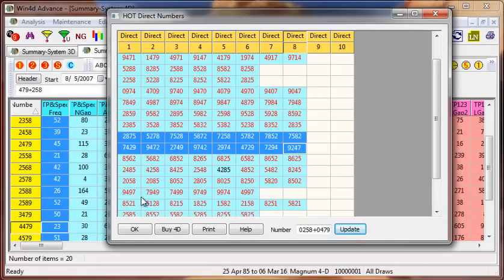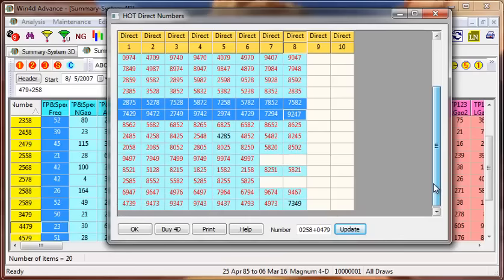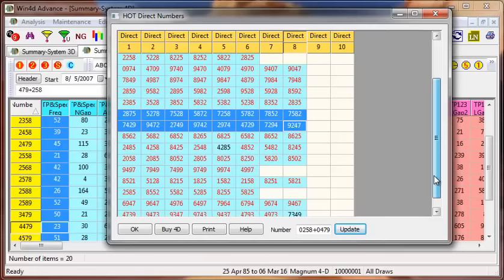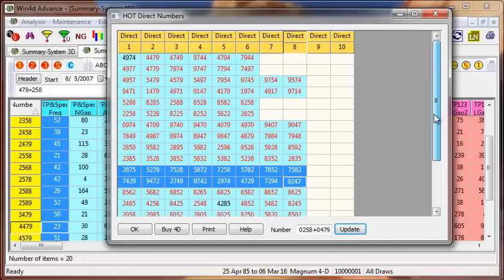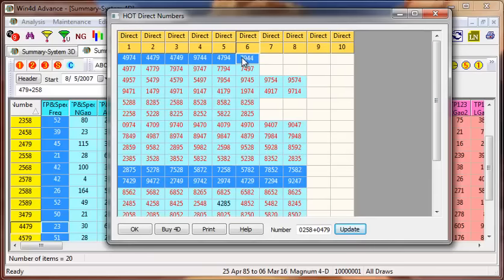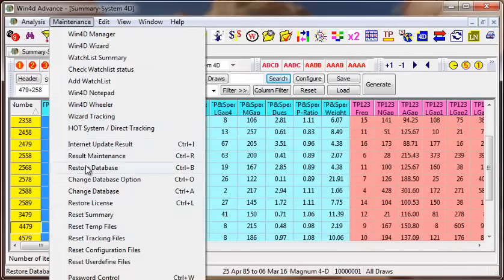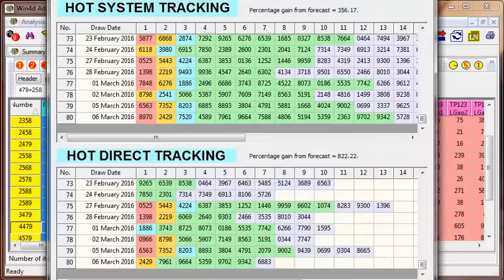This group of numbers here, 2479, and another one is... okay, this group of numbers here. These are the three sets which I recommend for Magnum.